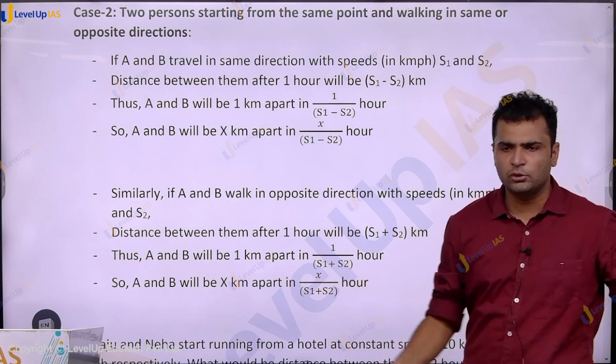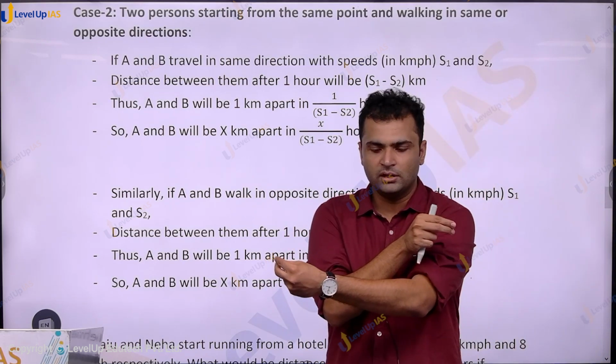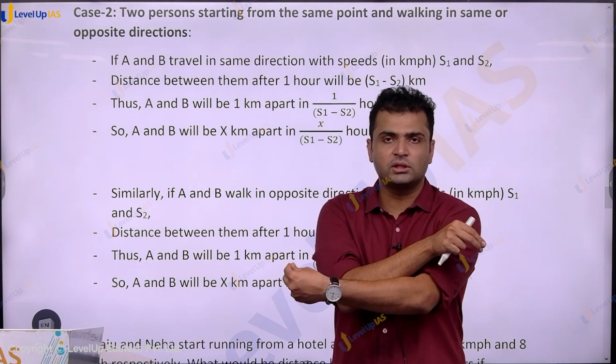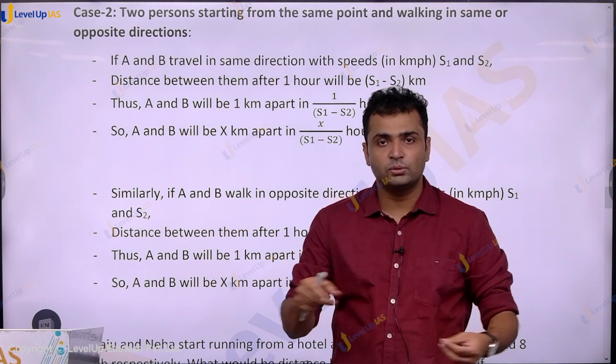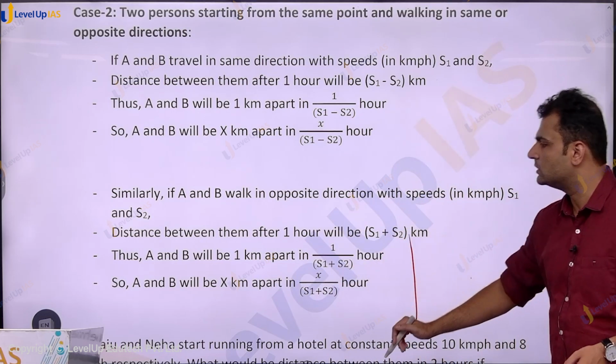Secondly, if they walk in the opposite direction, so if they start here, A goes this side and B goes this side. So after 1 hour, A goes S1 kilometers this side, B will go S2 kilometers this side. So distance between them is S1 plus S2. That is the only thing that will change.